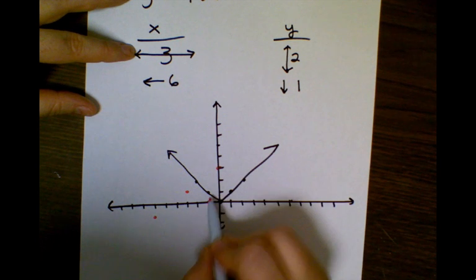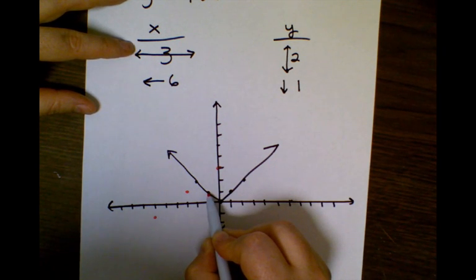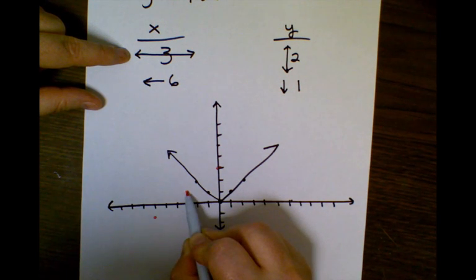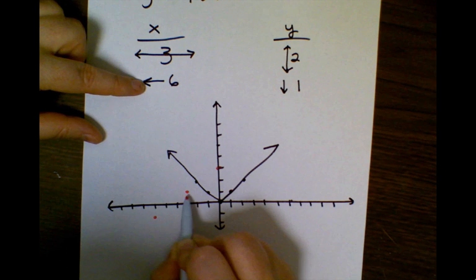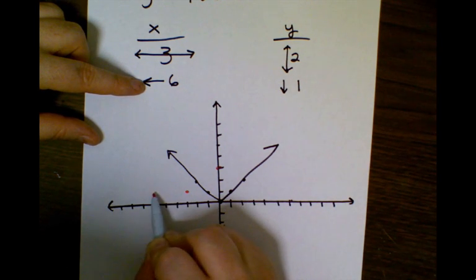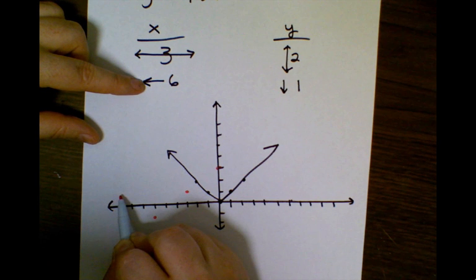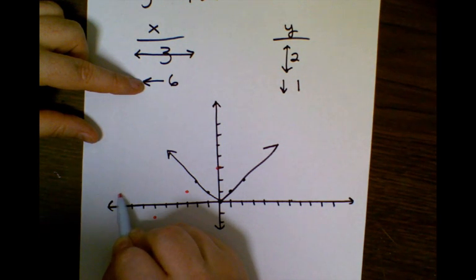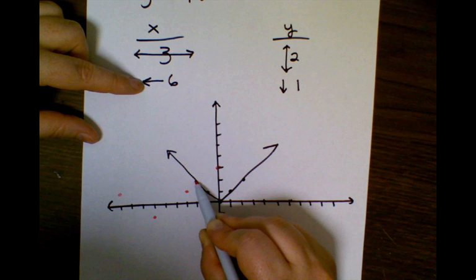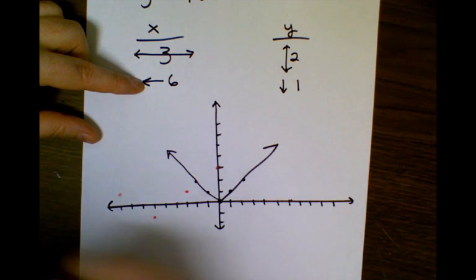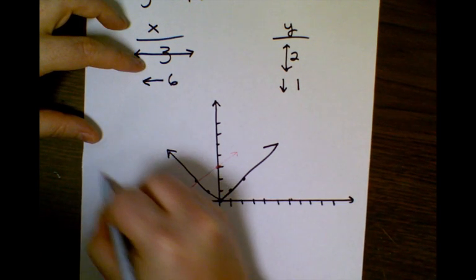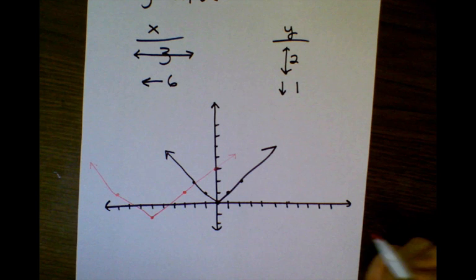Okay, now let's look at some negative x values. Negative 1 times 3 puts me at negative 3, and then back 6 puts me at negative 9. My y value is 1 times 2 is 2, minus 1 is back at 1. I'm going to wimp out and not translate this point because it would put me way over there and I don't feel like graphing it.